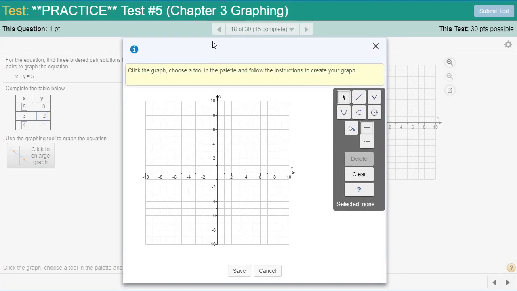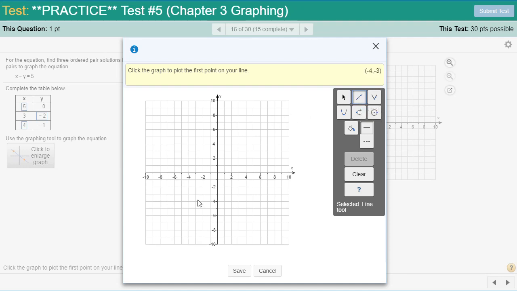So here's our enlarged graph, and we're going to use some of the tools here on the right to graph our line. Choose any 2 of these points to work with. I'm going to choose the first point, this x comma y, 5 comma 0, to plot. To plot an actual point, you have to select the line tool from the right.